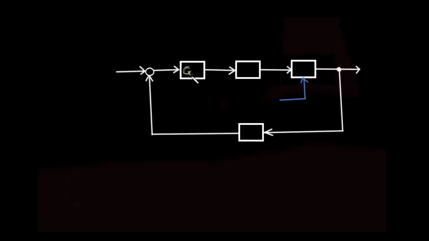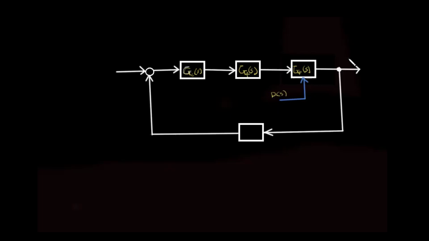The first one here we can name as G_C(s), which means the Laplace function for the controller. This one, let's call it G_F(s), which means the Laplace function of the final control element, also known as actuators. And let's call this one G_P(s), the Laplace function of the plant. And here sometimes we might have D(s), which stands for disturbance.